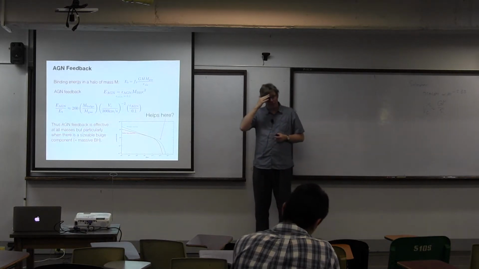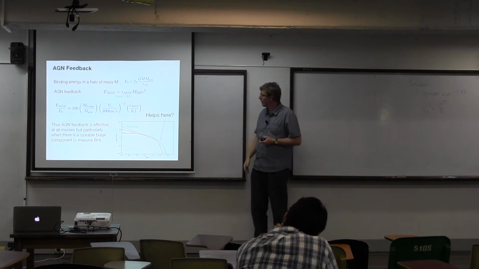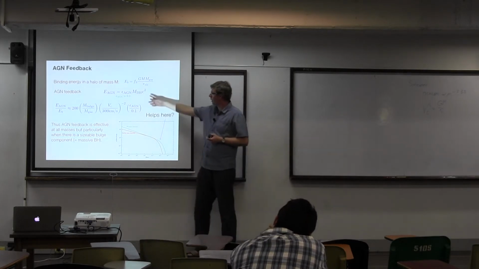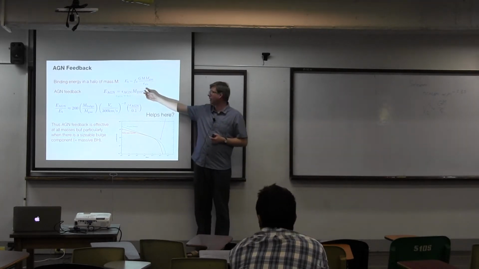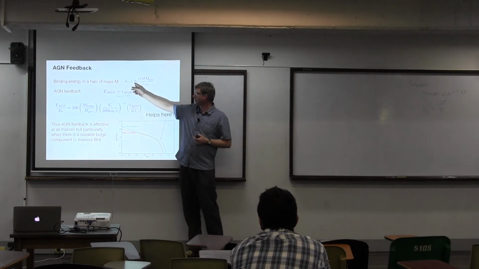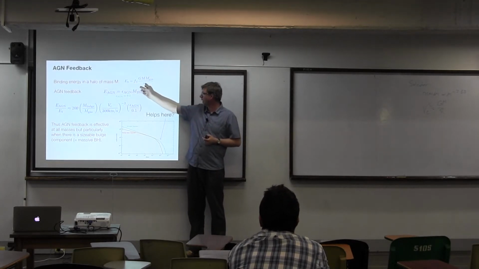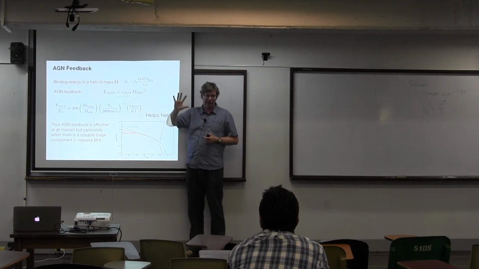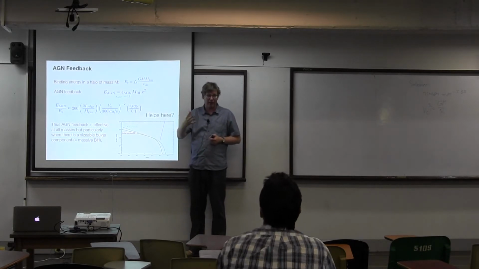Now you can do the same thing for the AGNs. So again, you write down the binding energy. In this case, I wrote down the binding energy of a halo. This depends on the structure of the mass, the virial radius, the mass of the halo, and the mass of the gas. So that's the binding energy of the gas in the halo.